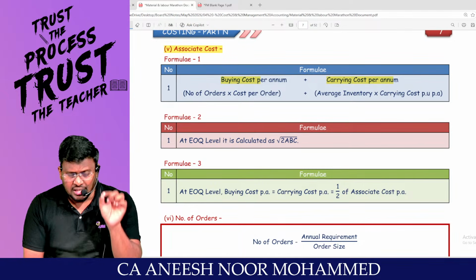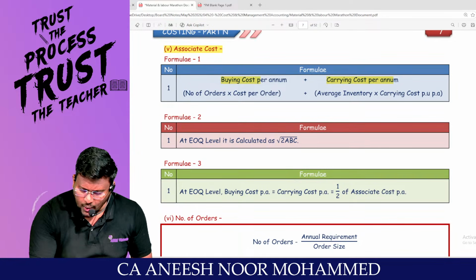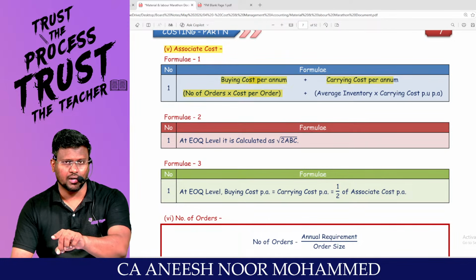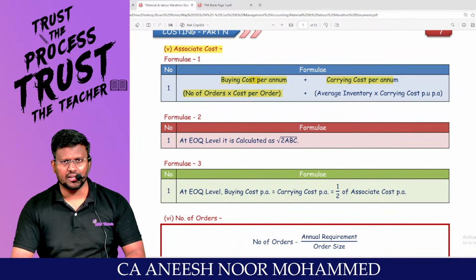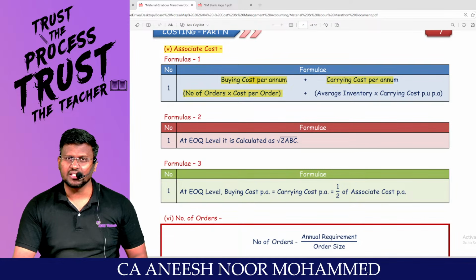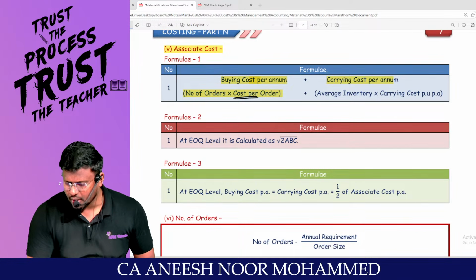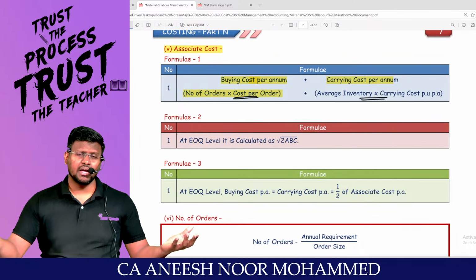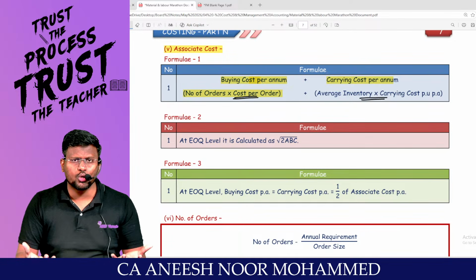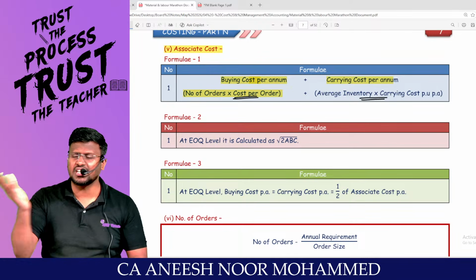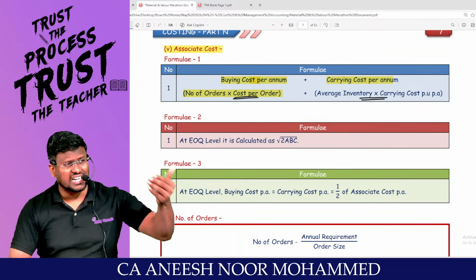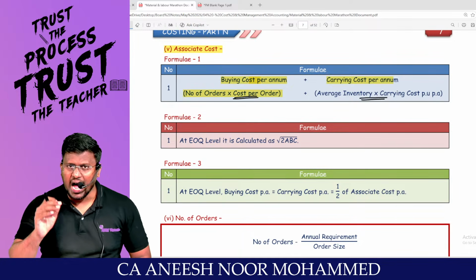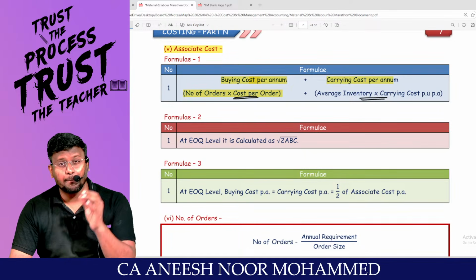Sir, for buying cost, the cost driver is how many times you are buying. That means the number of orders is the cost driver. If the number of orders increases, buying cost increases. If the number of orders decreases, buying cost decreases. So it is number of orders into cost per order. Whereas carrying cost per annum comes to average inventory, because even though you order EOQ, you will not carry 100% of EOQ from start till the end, because once you purchase, you start consuming it. So it becomes half of EOQ, into carrying cost per unit per annum.